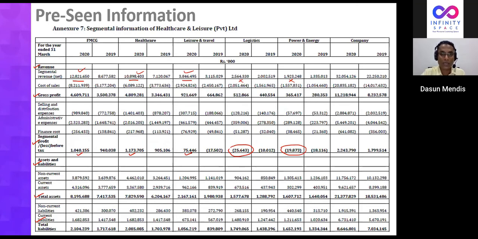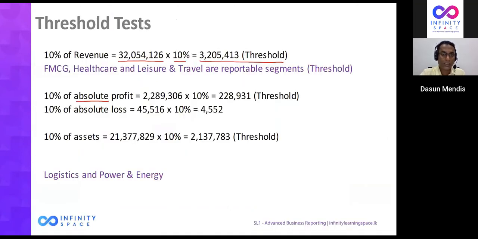So what is the total absolute profit? Total absolute profit of these three segments, 2,289,306. Out of that, you take 10%, which is 228,931. Right? Then you take absolute loss as well. Absolute means you forget about the sign. Now take the total loss of the loss-making segments.